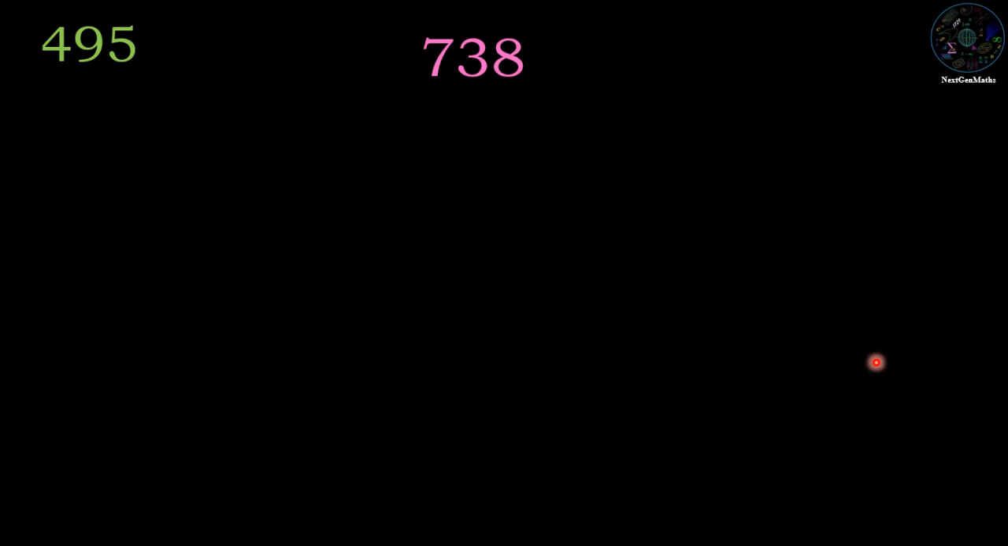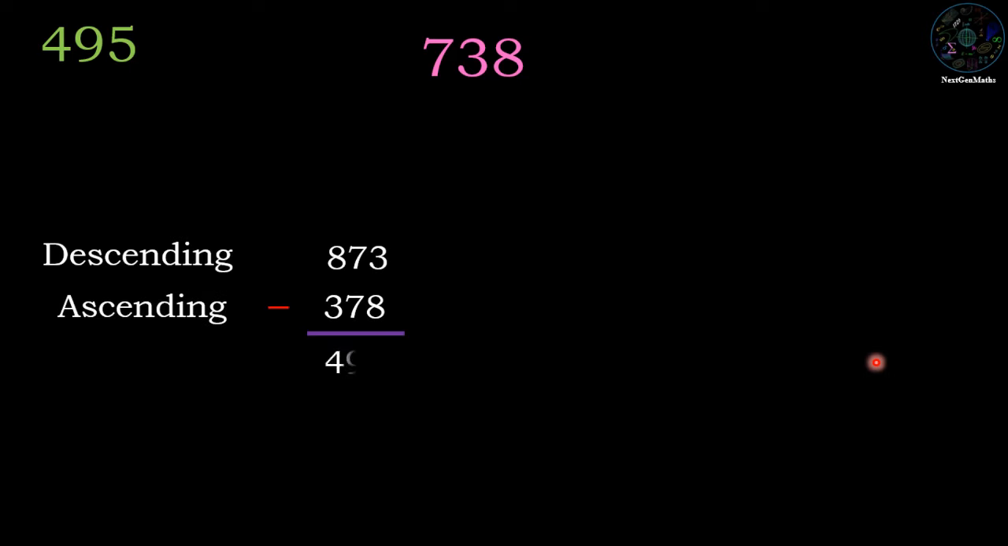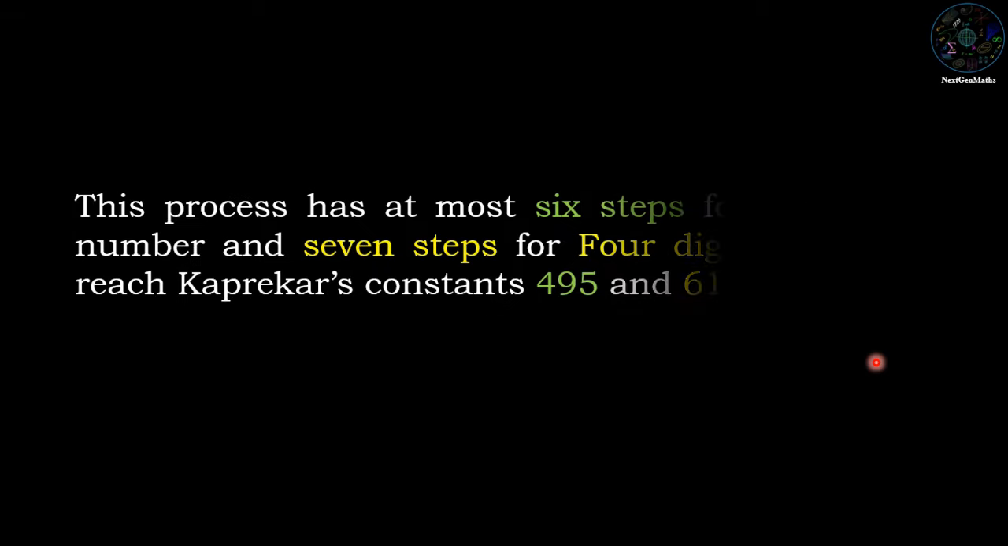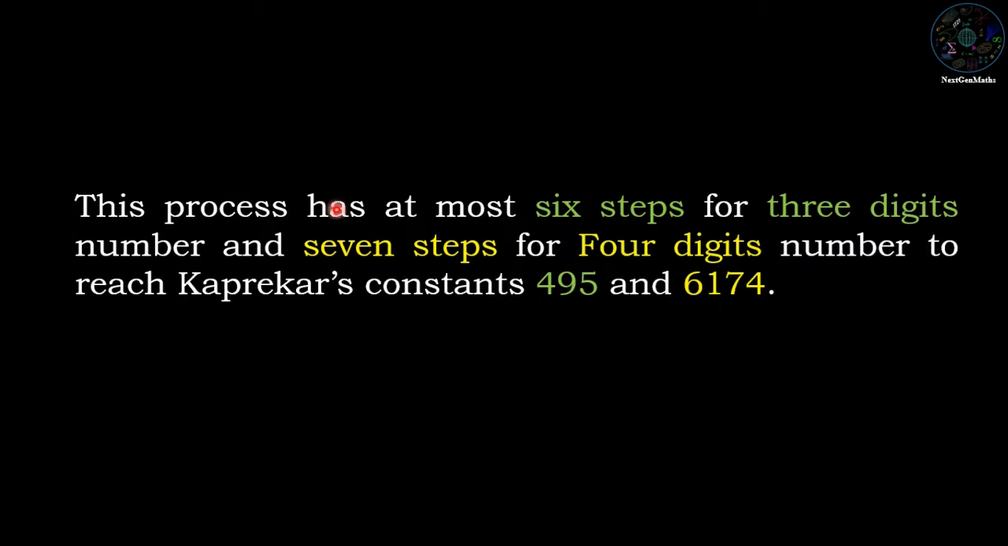Another example, 738. If we repeat the process and take the subtraction, we will have the same mysterious number 495. Note that this process has at most 6 steps for 3-digit numbers and 7 steps for 4-digit numbers to reach the Kaprekar constants 495 and 6174 respectively.